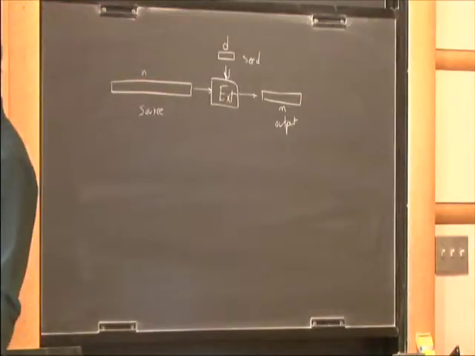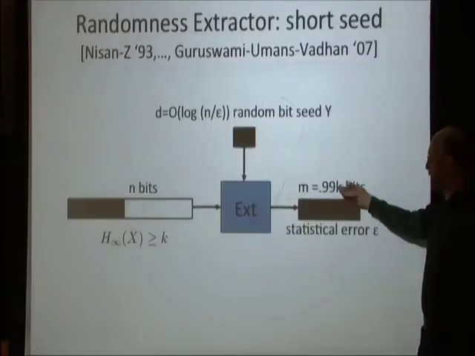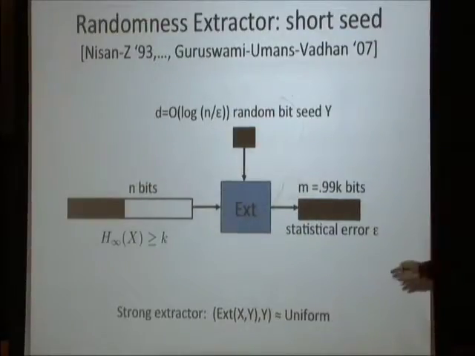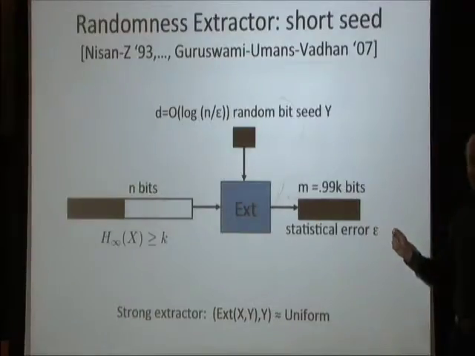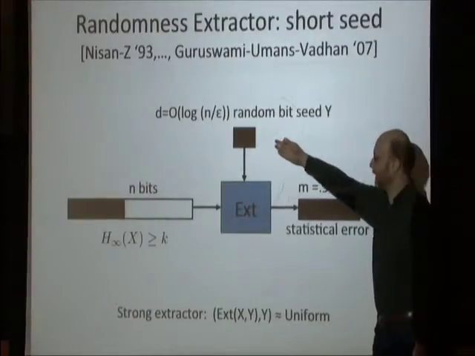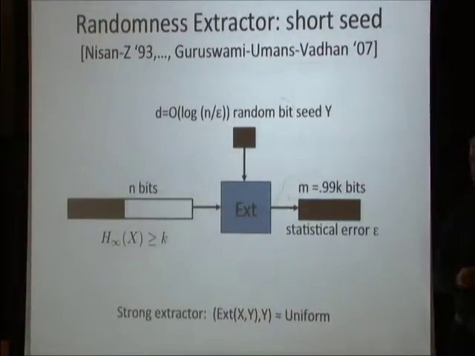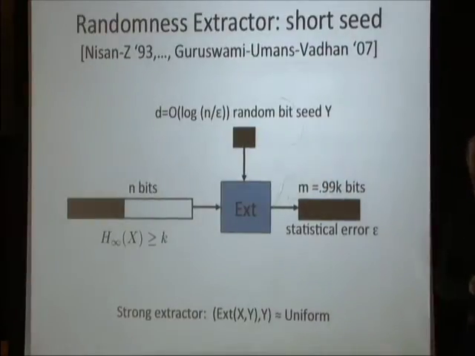OK, so we couldn't hope to output more than k bits. And what this says is that we could output, say, 99% of what we could hope for. And a strong extractor, often we want a somewhat stronger property, which we call a strong extractor, which says that not only is the output close to uniform, but even conditioned on the seed, with high probability, the output is uniform. Or in other words, the ordered pair of the extractor and the seed is close to uniform.